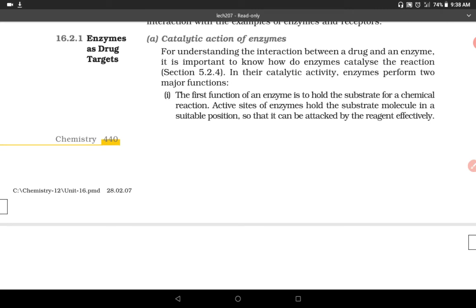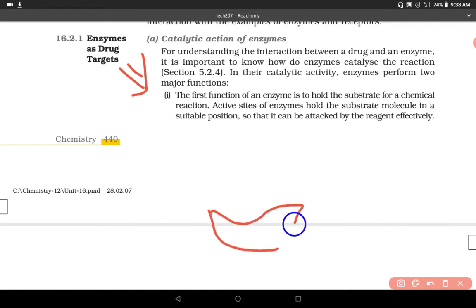Enzymes as drug targets. Catalytic action of enzymes. For understanding the interaction between a drug and an enzyme, it is important to know how enzymes catalyze the reaction. In their catalytic activity, enzymes perform two major functions. The first function of an enzyme is to hold the substrate for a chemical reaction. If this is an enzyme, it holds the substrate tightly.